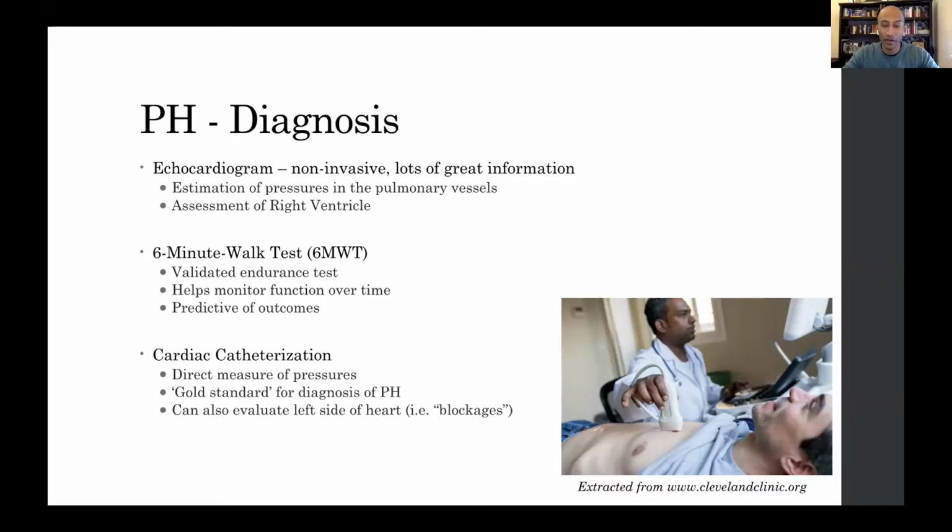And then a cardiac catheterization, or that dye test we talked about in the case, is a direct measure of the pressures of the heart. They pass a transducer in through the groin or the wrist and check the right side of the heart. It is the gold standard for the diagnosis of pulmonary hypertension, and this is what you want to use to confirm the diagnosis. You can also evaluate the left side of the heart, which is sometimes done concurrently to look for the blockages that people typically develop when they have coronary disease or ischemic heart disease.